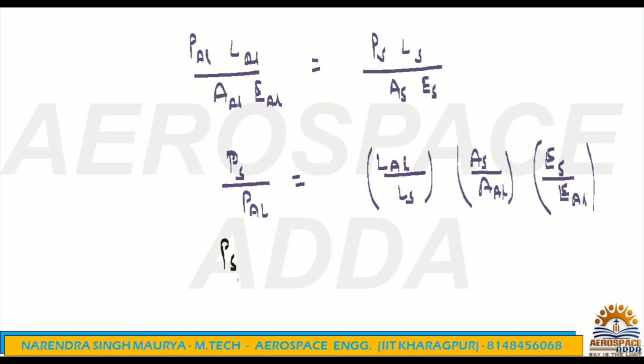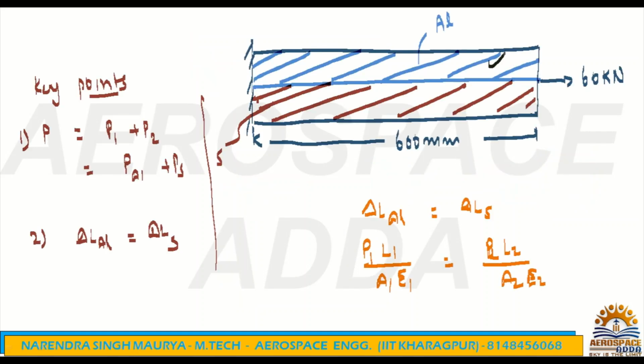It's P steel by P aluminum. Obviously the length of aluminum and length of steel must be the same, there is no doubt about it. So it's 600 by 600, because it's a compound bar, so both lengths will be the same. Here you can check both lengths are the same for aluminum as well as steel.